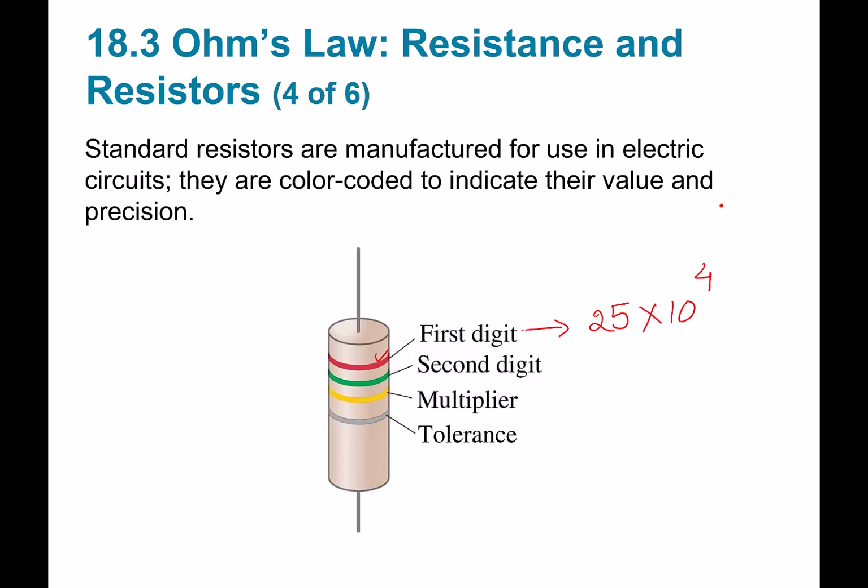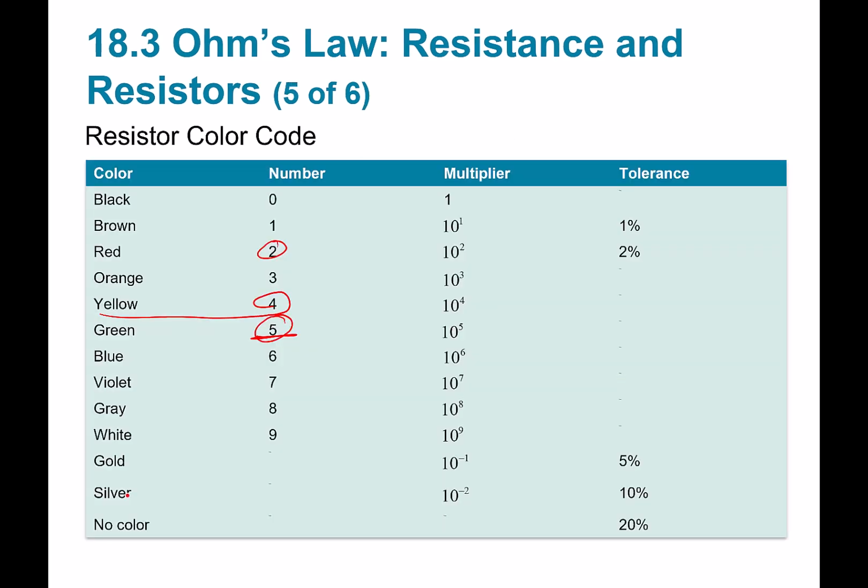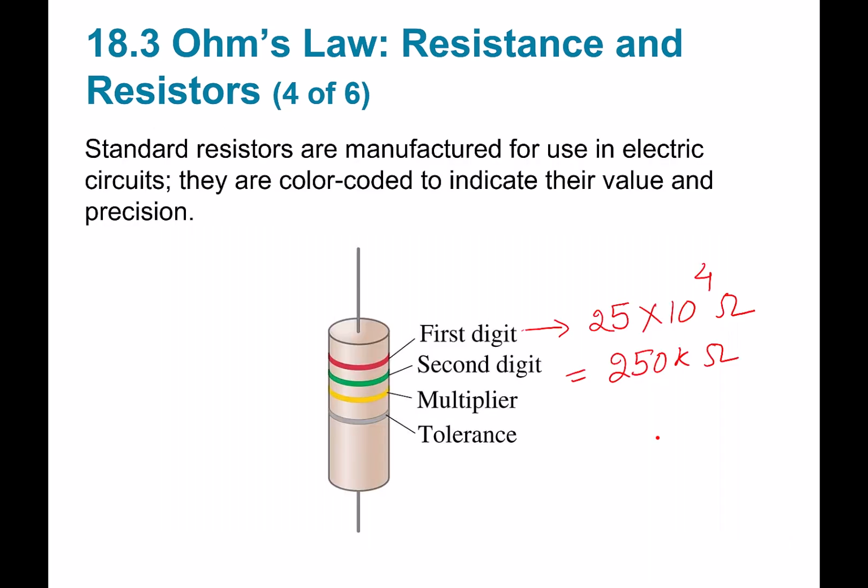And then we say, okay, the resistance of this resistor is 25 cross 10 raised to power 4 ohms. But we are not done yet. We can also represent it as 250 kilo ohms, and the silver has a tolerance. Silver has a tolerance of 10%. So this represents plus or minus 10% tolerance for silver.